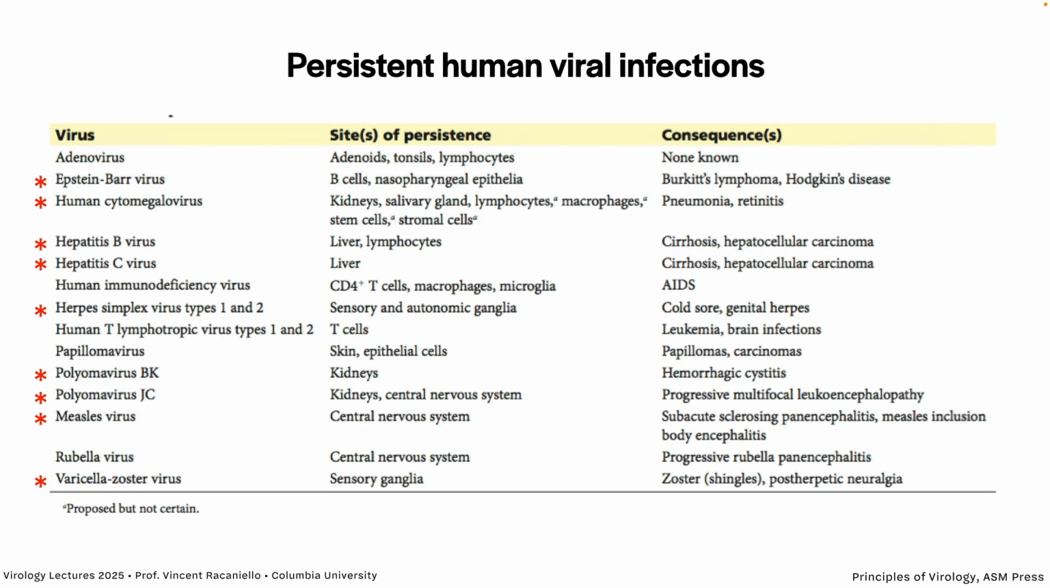These are some of the human persistent viral infections. The ones with the red asterisk we're going to talk about today, but you can see there's both DNA and RNA viruses. They persist at many different sites, as you can see in the middle column. And the consequences are quite varied, as you can see. We'll talk about that. One adenovirus persists in adenoids, tonsils, and lymphocytes. We don't know the consequence of that at all.